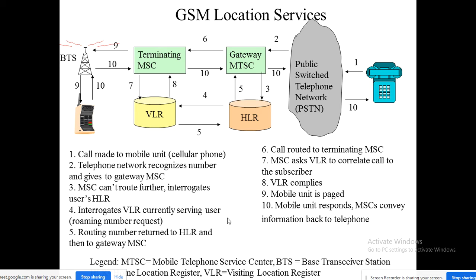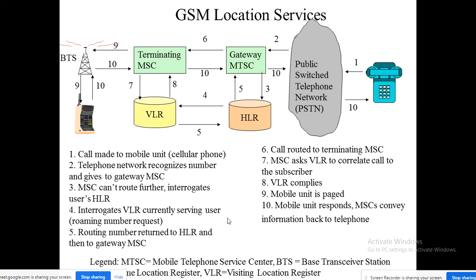The MSC will ask the VLR to identify whether this subscriber is available. The VLR will check its record. So the particular mobile unit will be identified, then that will be responded. So the MSC will connect that information back to the telephone. That's it. So how is the communication happening? What are all the steps? That is the procedure. We have seen the overlay architecture in the animation, but the actual steps are here.